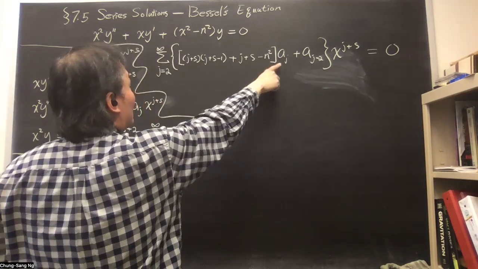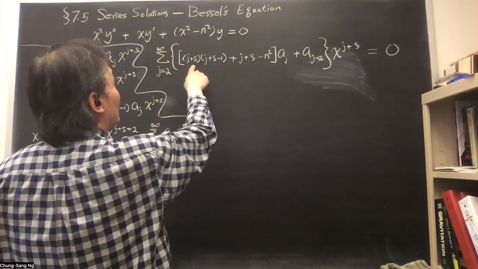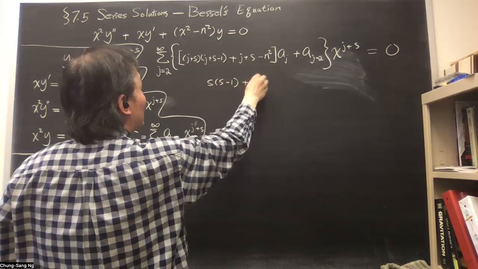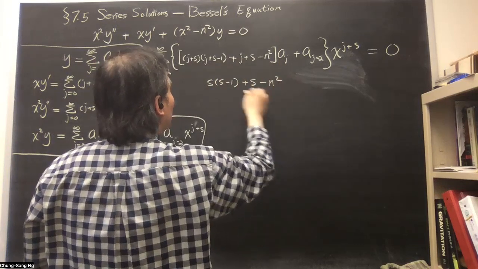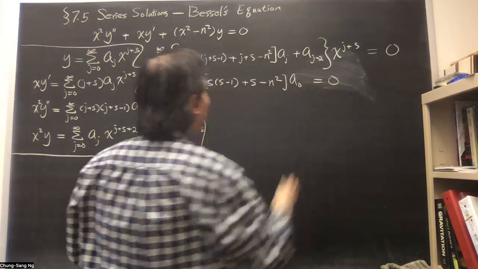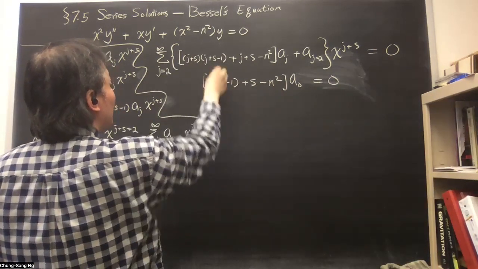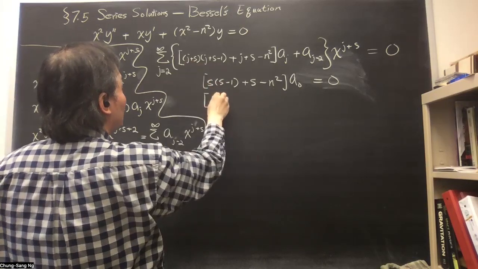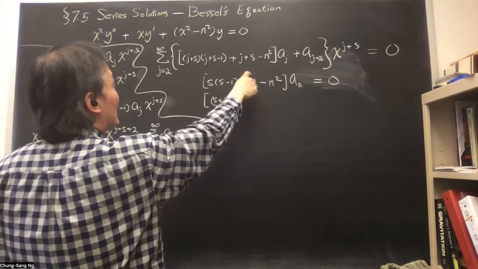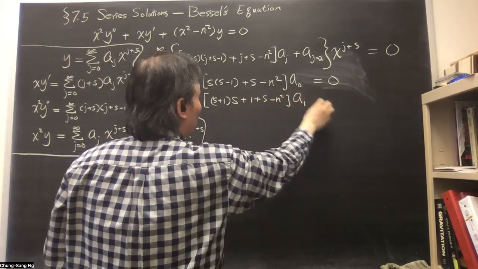So for j equals 0, basically this coefficient needs to be 0. So from j equals 0, you have s times s minus 1, and this is 0 plus s minus n squared, and that's multiplied by a sub 0, which is 0. Okay, so that's j equals 0. And j equals 1 is the same. So j equals 1, this is s plus 1, and this is 1, 1 minus 1 is s, and then this is 1. This one is 0.